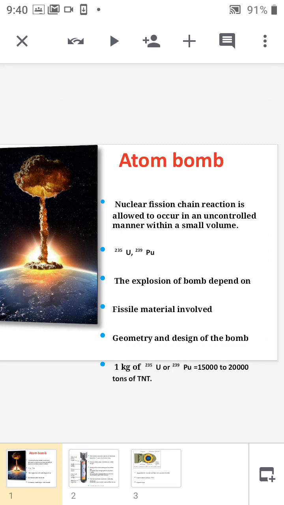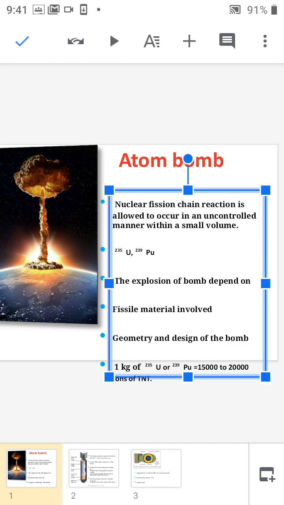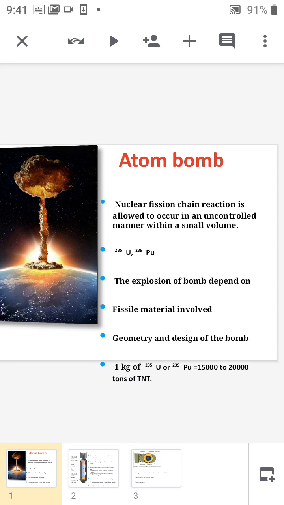The explosion of the atom bomb depends upon three factors. First one is the fissile material which is involved in the atom bomb. The second one is the geometry of the atom bomb, and the third one is the design of the atom bomb. So, if we use 1 kilogram of uranium-235 or plutonium-239, we will get a tremendous amount of energy during this explosion, which is equivalent to 15,000 to 20,000 tons of TNT.